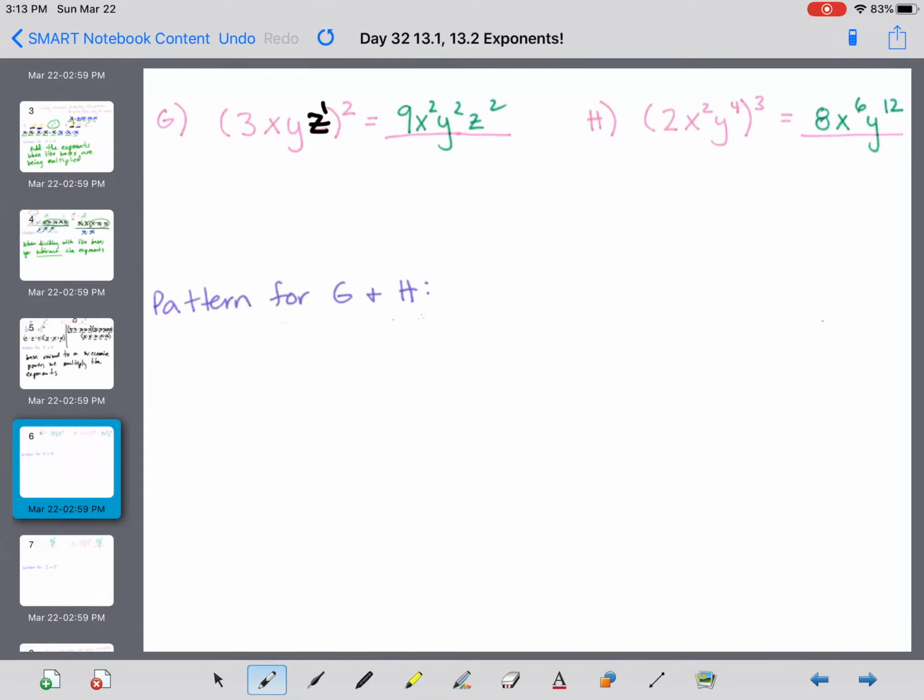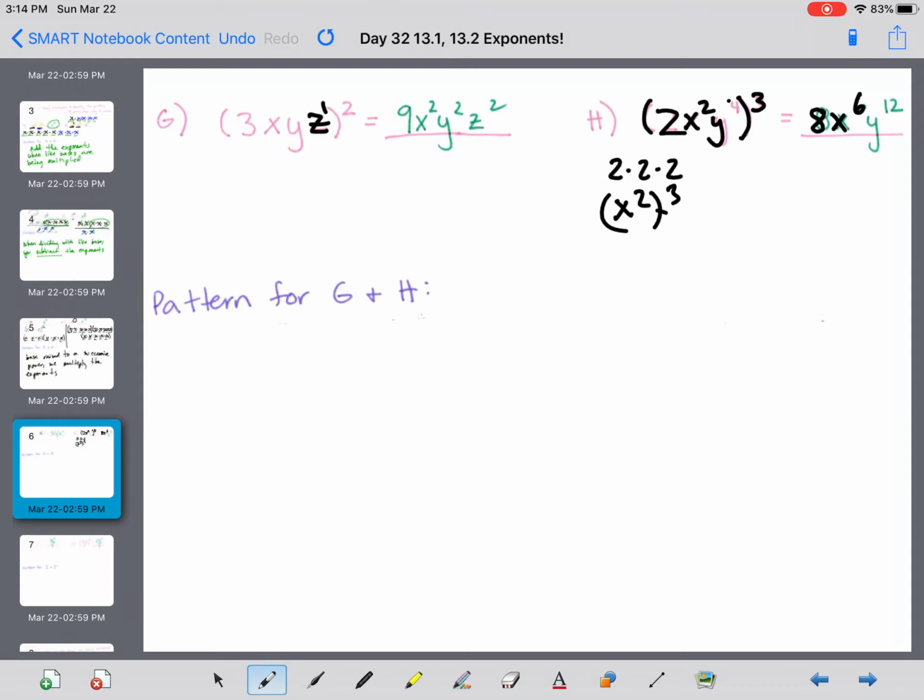Looking at the second one, we're going to have 2x squared y to the fourth, that entire quantity raised to the third power. So why don't we try that second method that we used on part G. So we're going to have 2 to the third power. So 2 to the third power means you're going to have 2 times 2 times 2, which is going to give us the 8. And then we have x squared raised to the third power. So this would be an example of a successive power. So x squared raised to the third power, we'd multiply those exponents together. So 2 times 3 is 6. So that gave me 8x to the sixth.